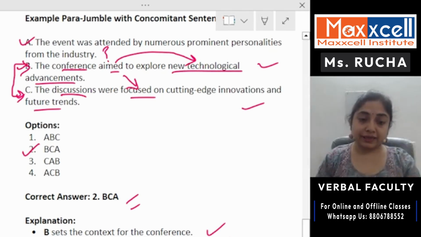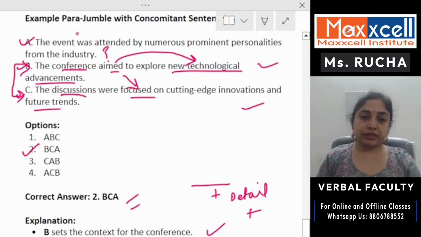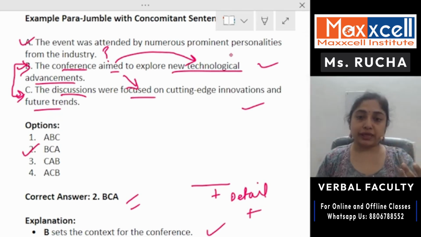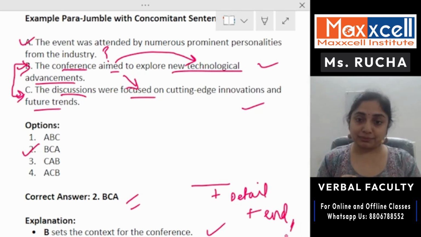C provides detail on the content of the discussion at the conference, right? So first a generic statement, then detail. A, at the end, complements this by noting the attendance of the industry personalities, enhancing the context. So here in the first sentence we are saying the event was attended by so many personalities. So this is adding to the context further by sharing how big that conference was, right? But this will certainly come at the end, right? So this is how we are supposed to identify the relation between two sentences, and we should sequence them basically.